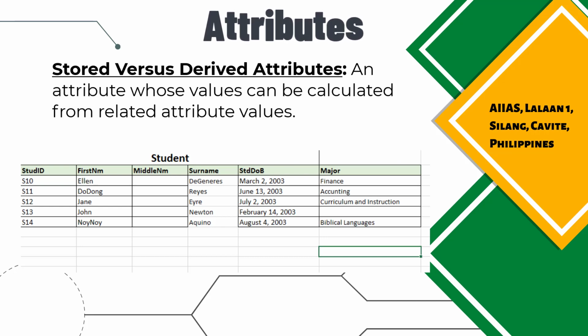So a derived attribute is an attribute which will be the age of each student, whose values can be calculated from related attribute values, which is the student date of birth. So the student date of birth will be the stored attribute, and the age that we will derive or calculate from it will become a derived attribute. So we will do that using SQL later on.